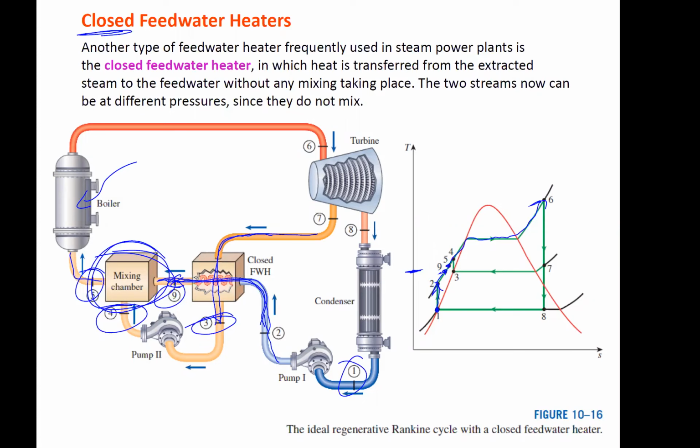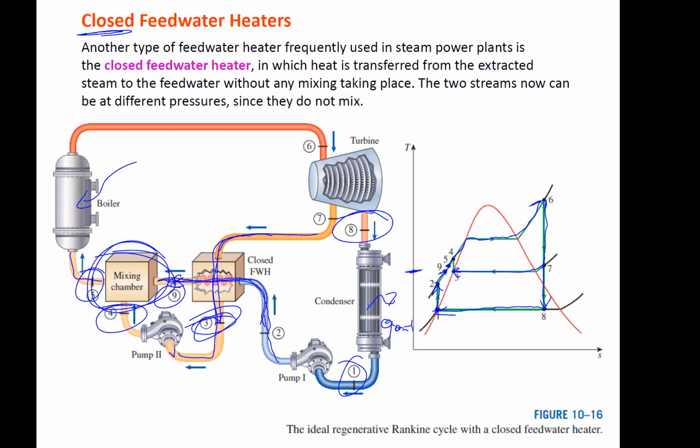Okay, we expand all the way through the turbine. That'll get us to the condenser pressure and temperature, and then we have our rejection of heat here at 8. While at 7, we pull some at an intermediate pressure, and that gets pulled all the way to this pump to preheat the other side. Okay, and then we're at 3.